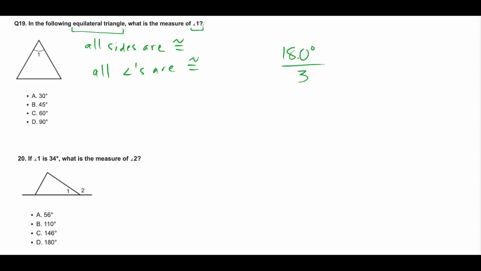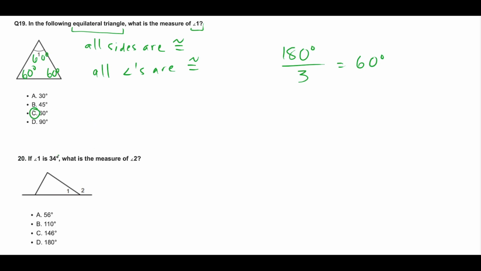So for question 19, we're told in the following equilateral triangle, what is the measure of angle 1? Well, just know in an equilateral triangle, all sides are equal. Well, we'll say congruent. This means all the sides have the same measure. But we also know that all angles are the same. So in a triangle, there are 3 angles, and the sum of all the angles is 180 degrees. So if all the angles are the same, we just divide 180 by 3, and we get 60 degrees. That tells you the measure of each of these angles is 60 degrees. So the measure of angle 1 would be choice C, 60 degrees.